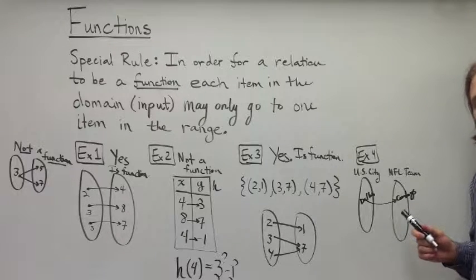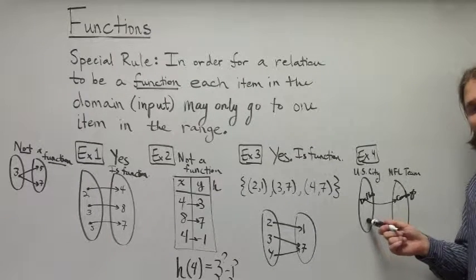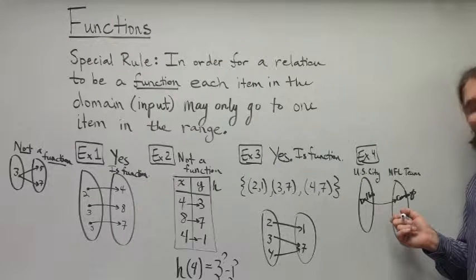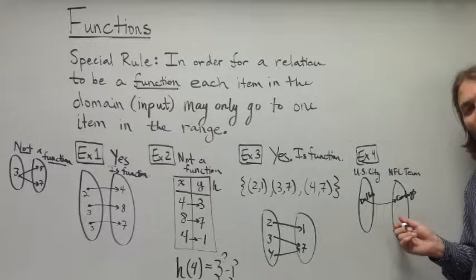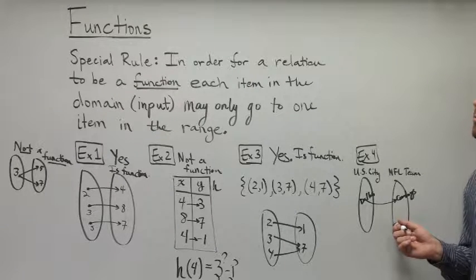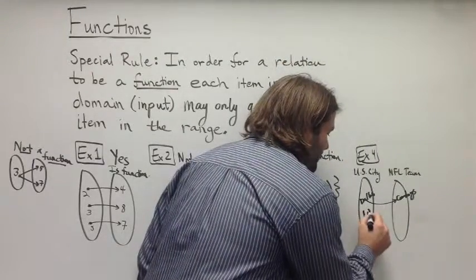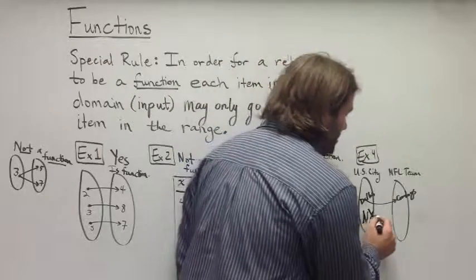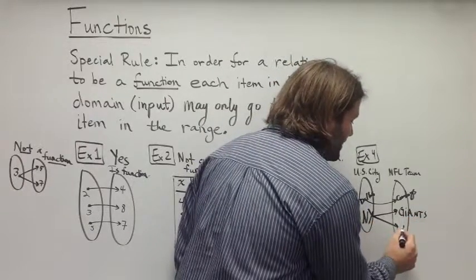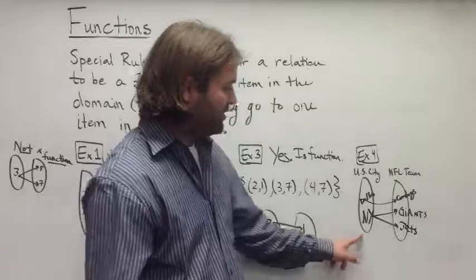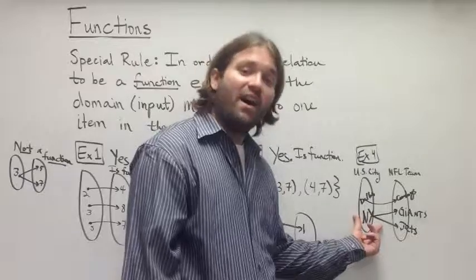Well, at first it seems like so. But really the question is this. Is there a U.S. city that is mapped to 2 different places? Or in this case, is there a U.S. city that has 2 different NFL football teams? Well, it happens that there is one. New York is what? Well, on the one hand, there's the Giants, but on the other hand, there's also the Jets. So this football example, because of this, is actually not a function.